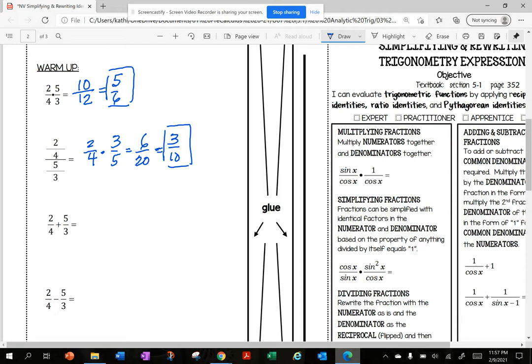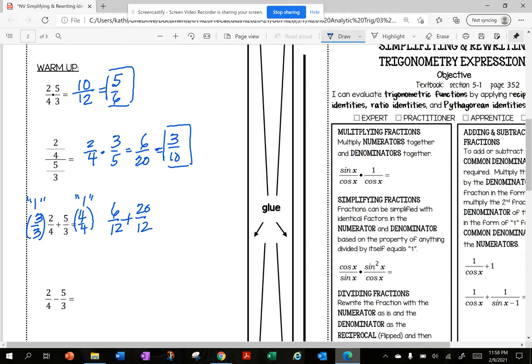Okay, when I'm adding fractions, I have to have a common denominator. So I'm going to multiply by 1 of the other denominator. And 1 is anything divided by itself. So I'm going to multiply the left fraction times 3 over 3 and the right fraction by 4 over 4. So 3 times 2 is 6 over 12. And 5 times 4 is 20 over 12.